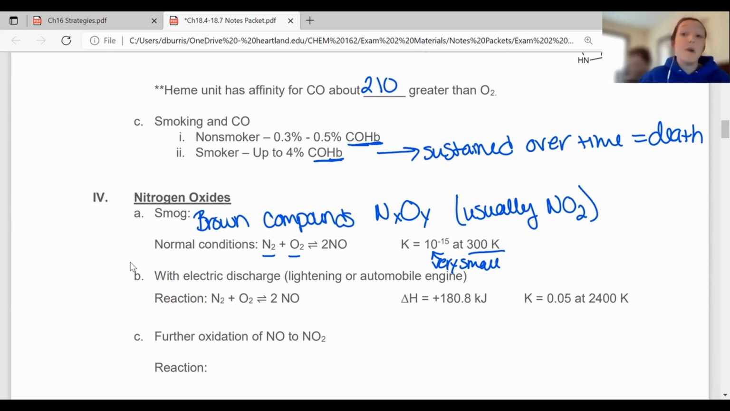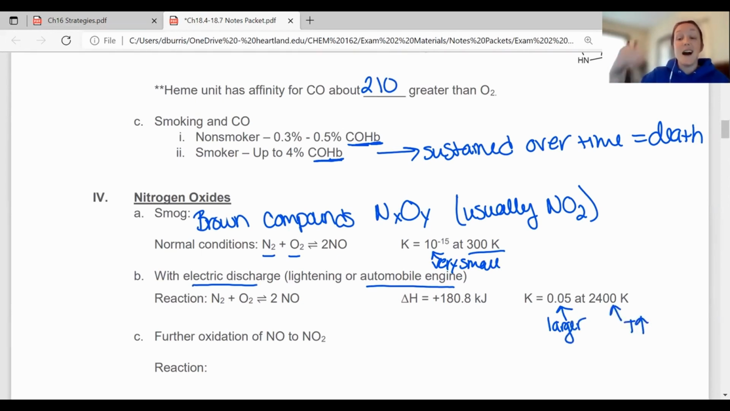Okay. Now, however, when we have things like electric discharge or in automobile engines, the nitrogen and oxygen reaction is much more likely to happen because I want you to look at this. The K value is now 0.05. Now, it's not completely going to the right, but it's definitely making a lot more products than if K was 10 to the negative 15. So this is a larger K value as the temperature goes up.